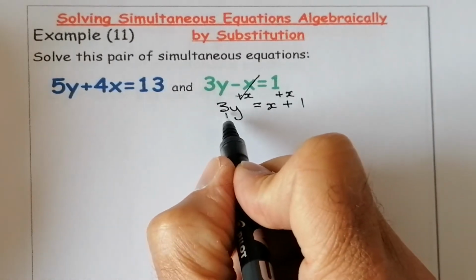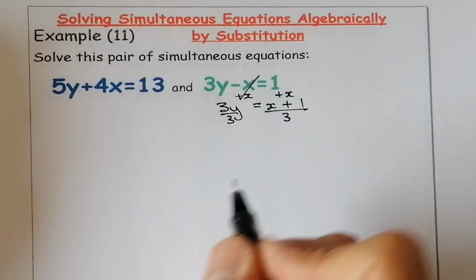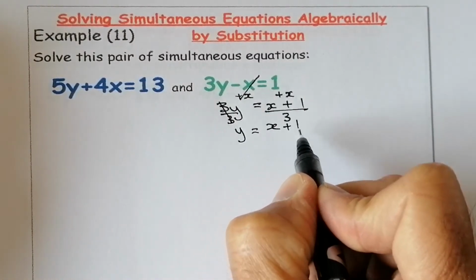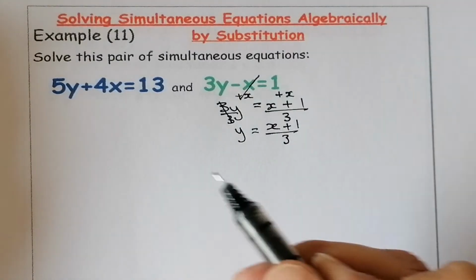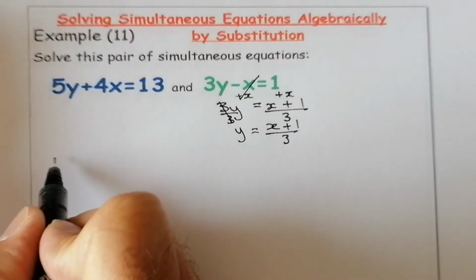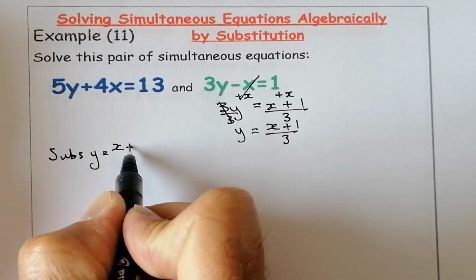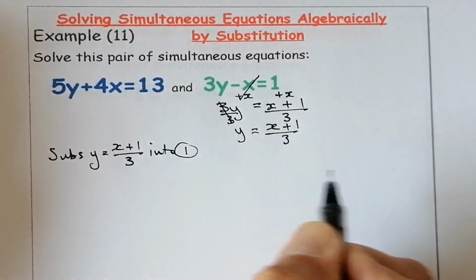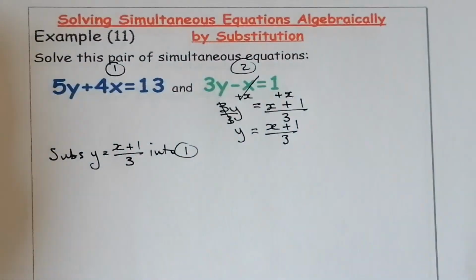Now I've got 3y there. I don't want 3y, so I'm going to divide both sides. I'm just putting a line across the full thing. That eliminates that, and leaves me with y is equal to x plus 1 all over 3. I'm going to use that format to work out the x coordinate on the other. So I'm going to substitute y equals x plus 1 all over 3 into my equation number 1. This one here is equation 1, and this one here is equation number 2.